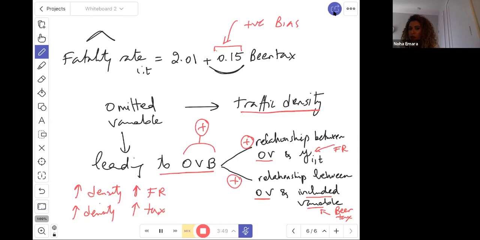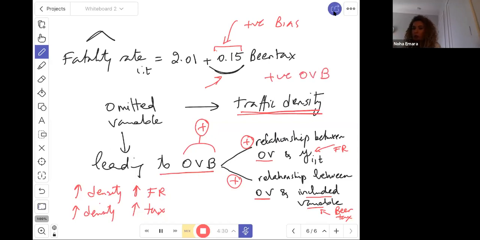It's supposed to be negative. But because of the factors that I am omitting from this regression, one of them, which we just discussed, is traffic density. The traffic density is leading to a positive bias, pushing this beer tax coefficient upwards, and making it, instead of being negative, pushing it all the way to the positive side of the number line, if you want to think about it this way. So the conclusion is traffic density is leading to positive omitted variable bias.